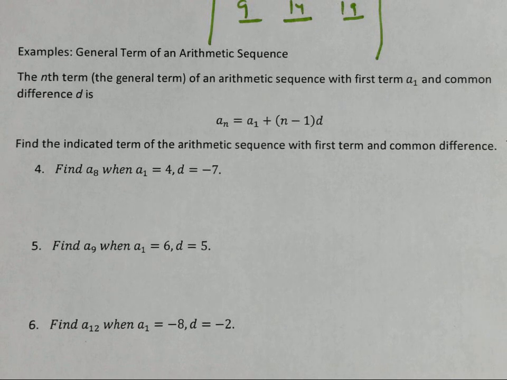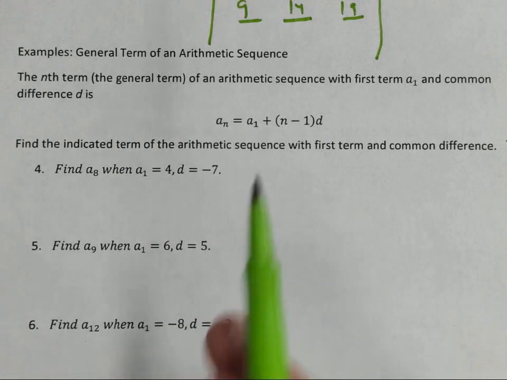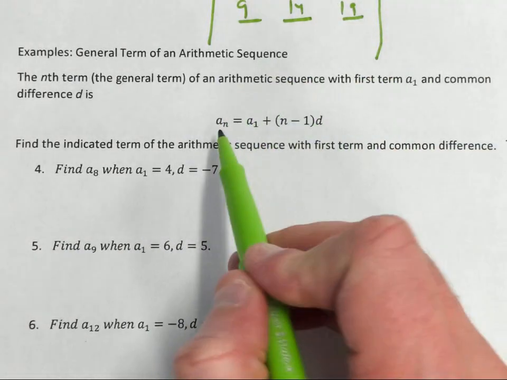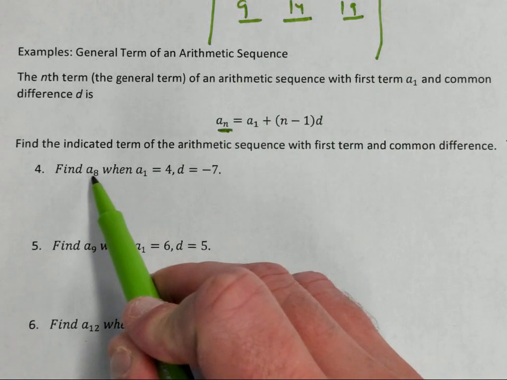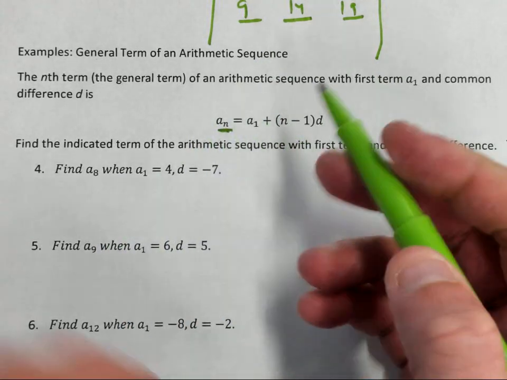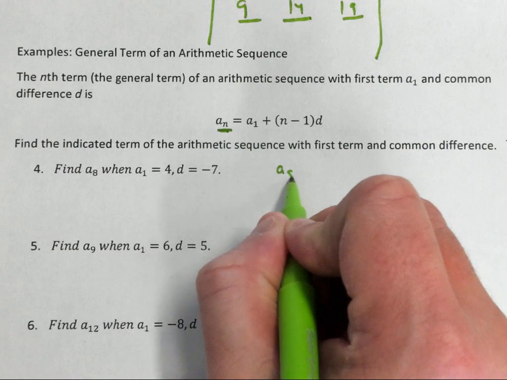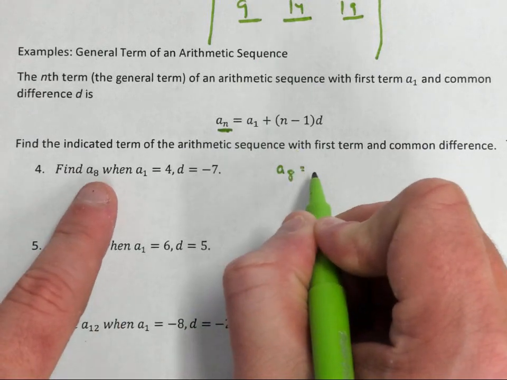All right, so on number 4, how do we use this? This is find the 8th term. I want to find the 8th term of this arithmetic sequence when given the first term and the common difference. Okay, you see this a sub n right here? That's the one you're looking for. So I'm going to replace that with a sub 8 equals.